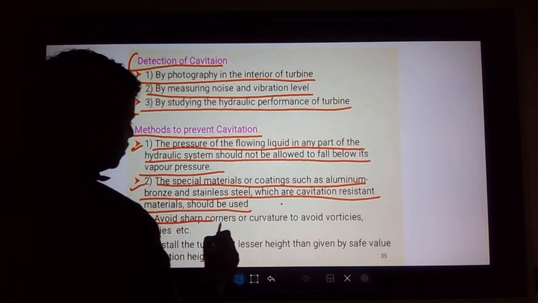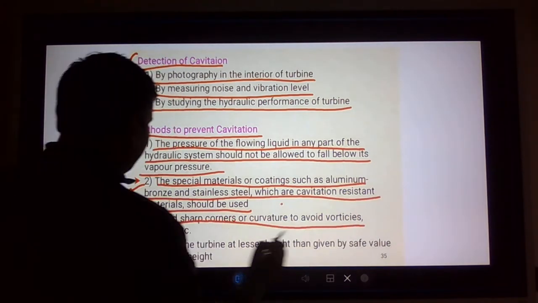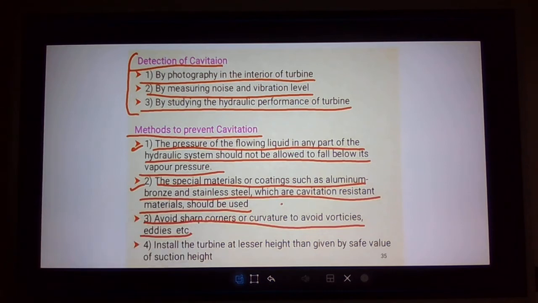You can also avoid sharp corners or curvatures to avoid vorticity and eddies. If vorticity and eddies are there, local low pressure will be created at those points. So you can avoid sharp corners or curvatures in your design.